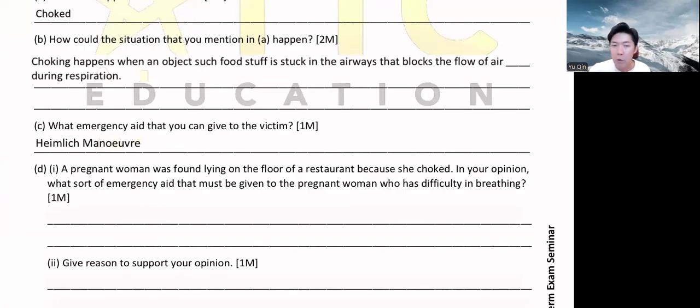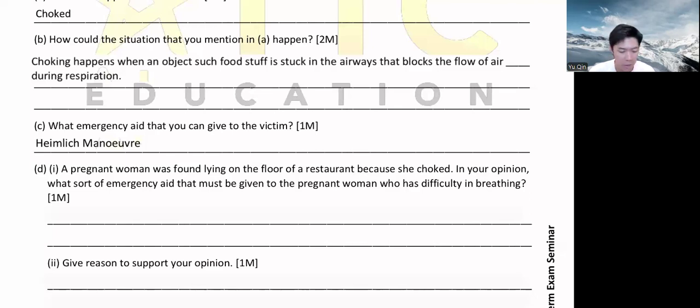Next one. A pregnant woman was found lying on the floor of a restaurant because she choked. In your opinion, what sort of emergency aid must be given? What else? Choking, there's only one way out, which is the same thing. But I think the question is just trying to confuse you. Oh, pregnant woman can do or not, Heimlich maneuver? Because in the Heimlich maneuver, someone behind you pushes against your abdomen area and pushes your lungs upwards, so the air can force the stuck object out.